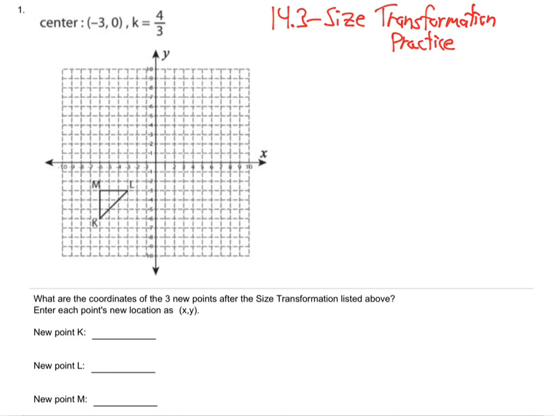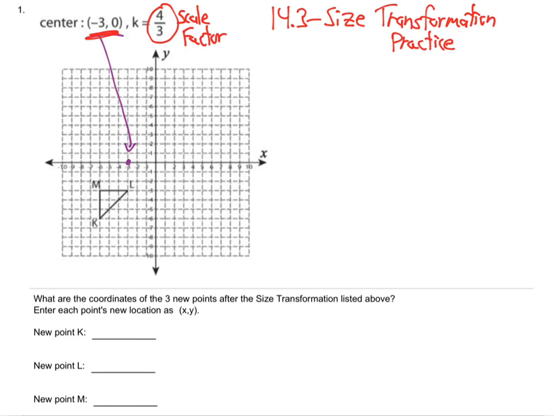So let's start off with the first one. The center is minus 3, 0. So that's right here, there's minus 3, 0. And then this is the size transformation scale factor. So that's the scale factor, that's what we have to multiply. The new one's going to be bigger. It's going to be 4/3 as big as the old one. That's the scale factor. Make the new one 4/3 as big as the old one, but do it about center minus 3, 0. Okay, so how do we do that?